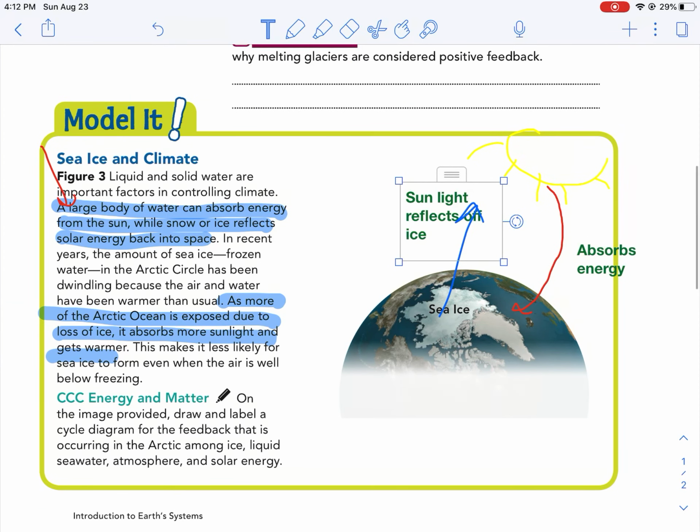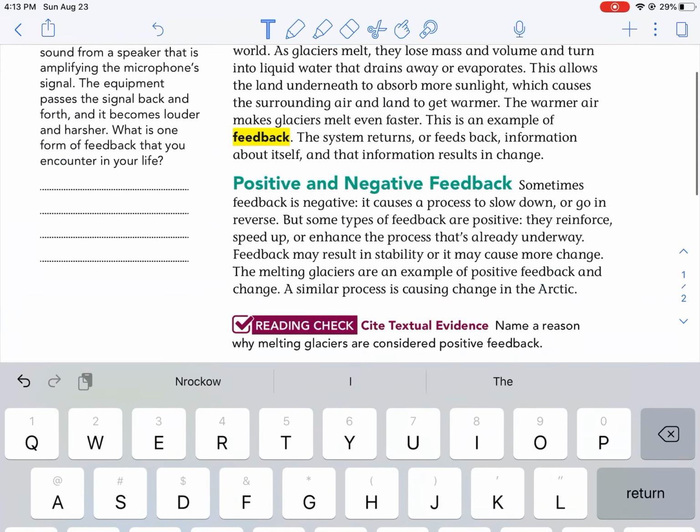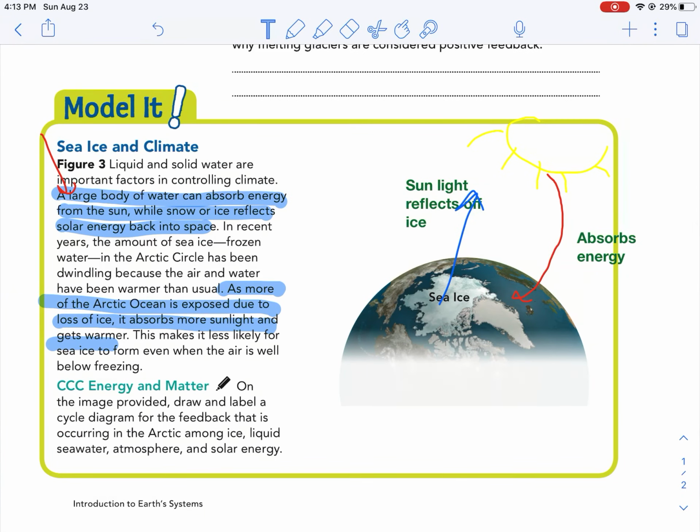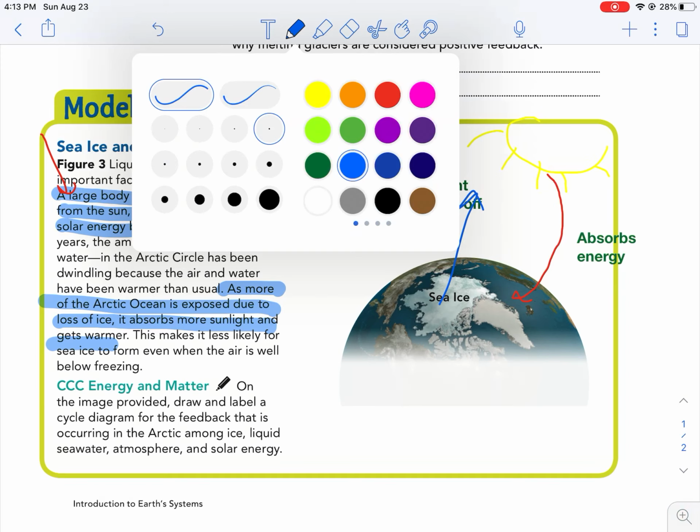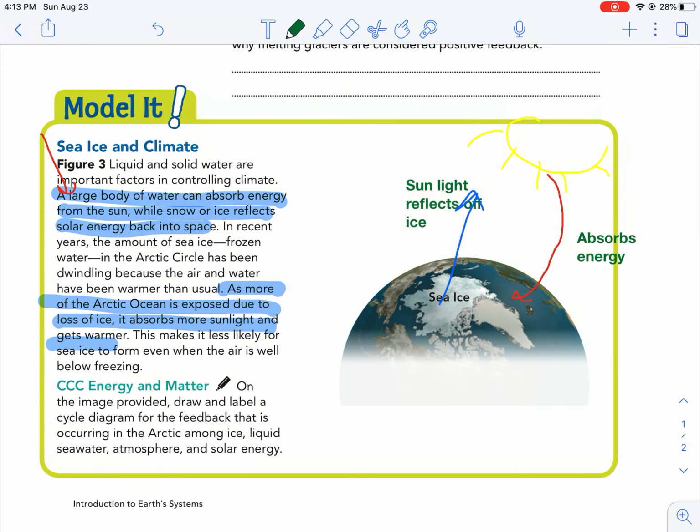Okay, so far this isn't a cycle yet because I just have positive feedback of energy going in, and I have negative feedback of energy reflecting and going out, okay? So then it says as more of the Arctic Ocean is exposed due to loss of ice, it absorbs more sunlight and gets warmer, okay? So maybe we would want to put something in about the ocean is going to be warming up, okay?